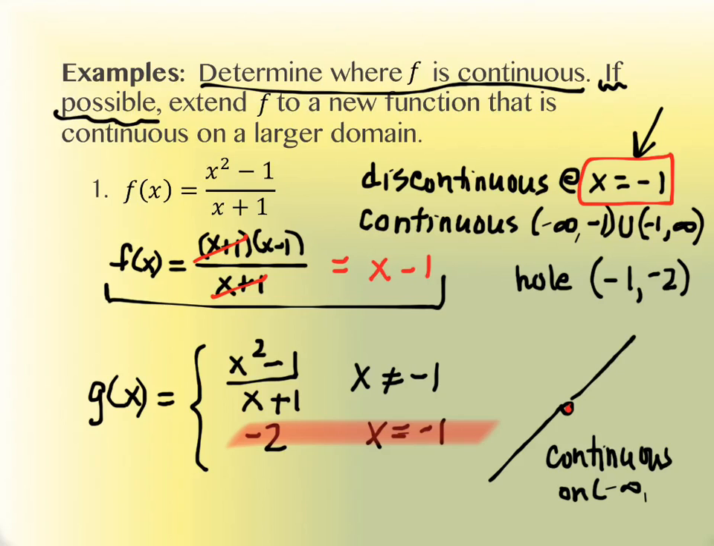On negative infinity to infinity. It's continuous everywhere now because we redefined that one spot where it had problems. Does it make sense to everybody? Okay, we're going to do another one that looks almost like this one.